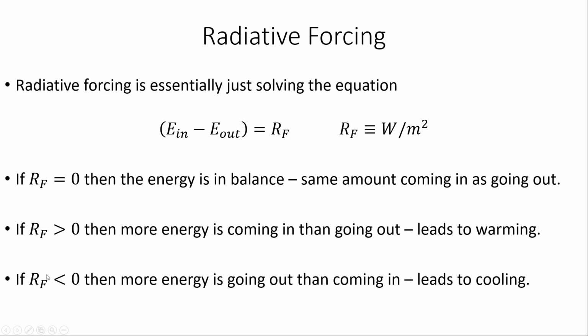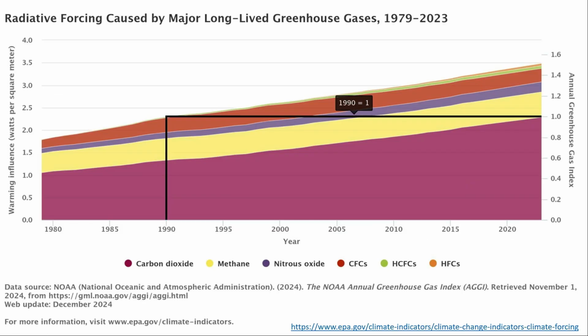But if the radiative forcing is less than zero, so if it's negative, then more energy is going out, because this E sub out would be bigger than this E sub in, and this would lead to cooling, because then we would be losing more energy than we are actually gaining. And so this is what the radiative forcing for these different greenhouse gases actually looks like.